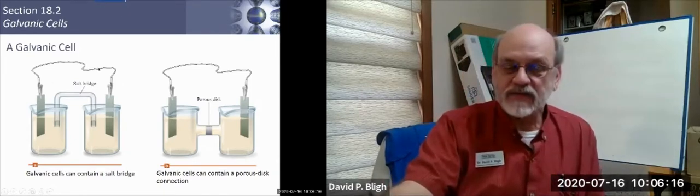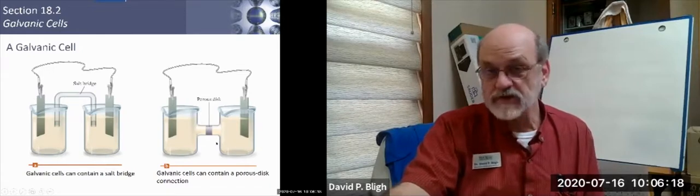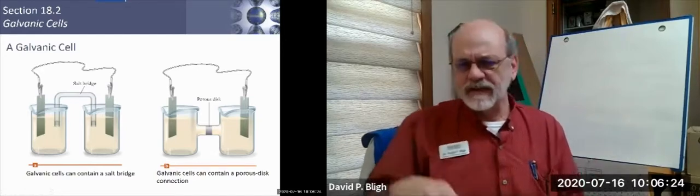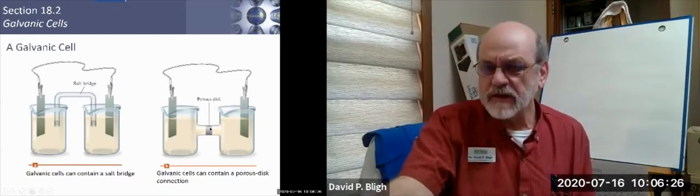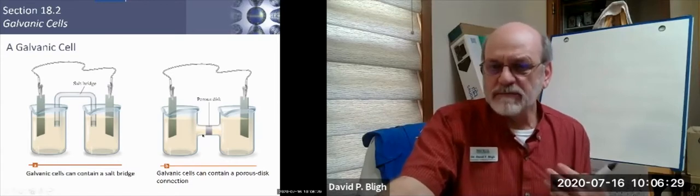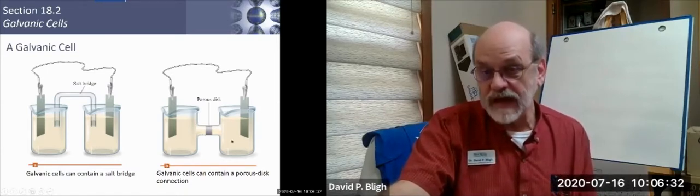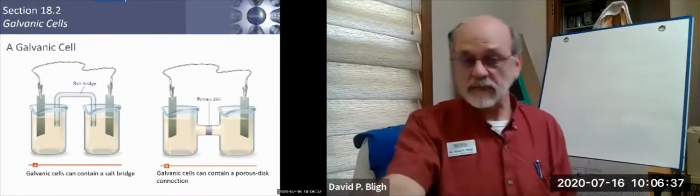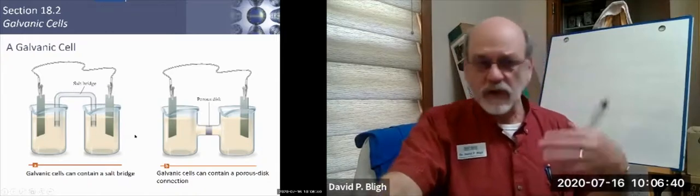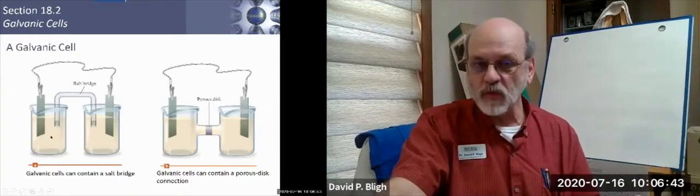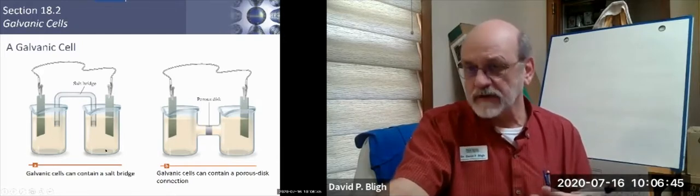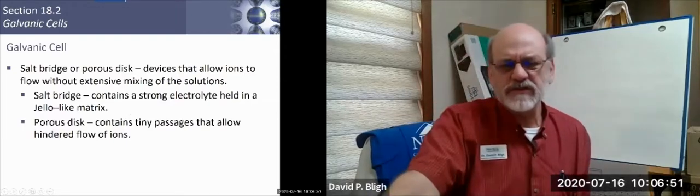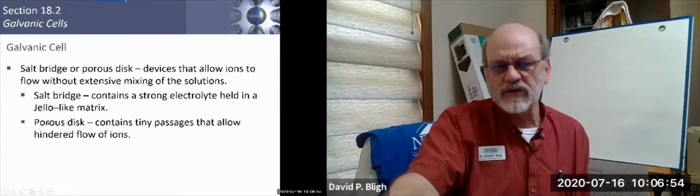That's why the external wire is balanced by either a salt bridge or a porous disc or some other method that allows movement of some ions to balance the charge without actually mixing the half reactions on either side. That's a galvanic cell. We just have to decide how we are going to construct it so that we put a half reaction on one side, oxidation on one side, reduction on the other. Okay, this just describes the purpose of the salt bridge or the porous disc.